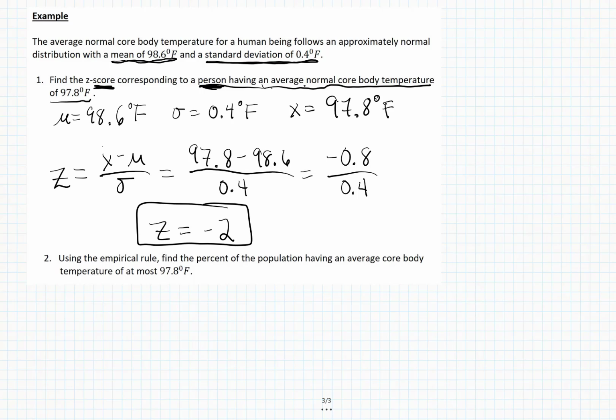So for our next problem, we want to use the empirical rule to find the percent of the population having an average core body temperature of at most 97.8 degrees Fahrenheit. And notice that number matches identically from part 1. That won't always be the case, but in this case it is. And for that reason, we can use our z-score. And we use z-scores on standard normal distributions.